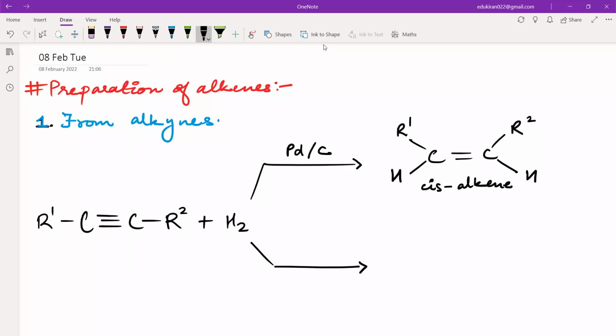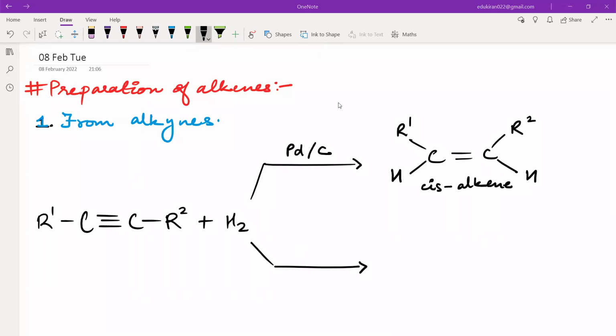I hope all of you are familiar with this word cis and trans. Yes or no? Samira, you tell me. Yes, sir. Samira, Ishma, Samira and Sara, we have studied cis and trans, right? Yes, we have studied cis and trans.